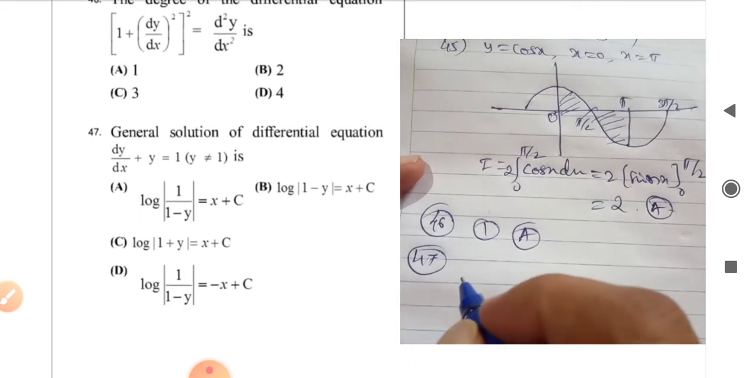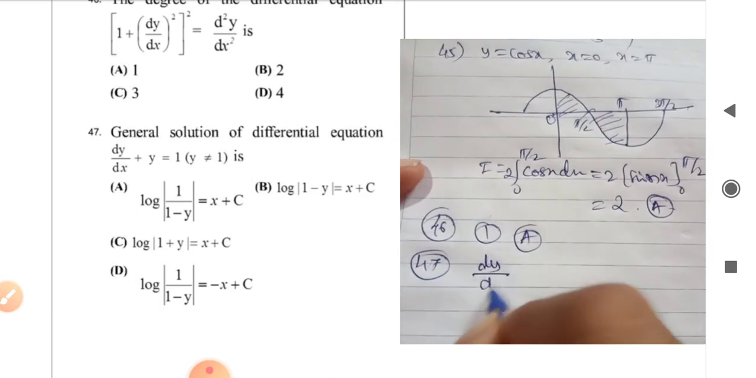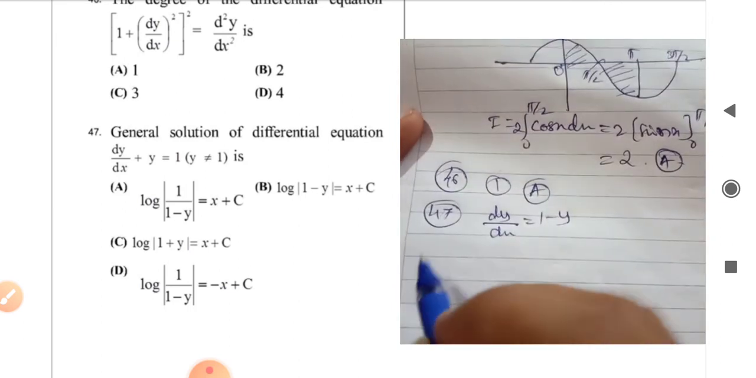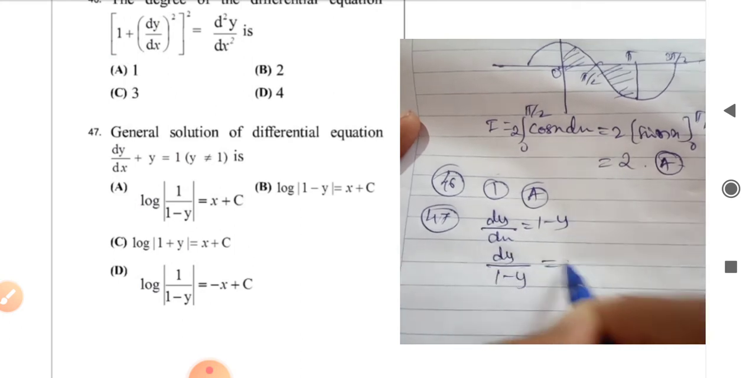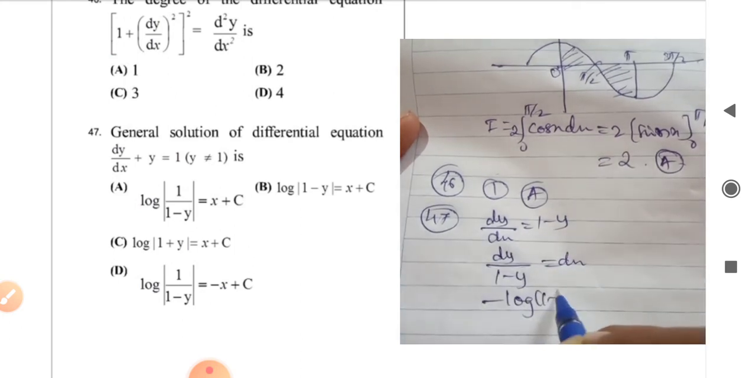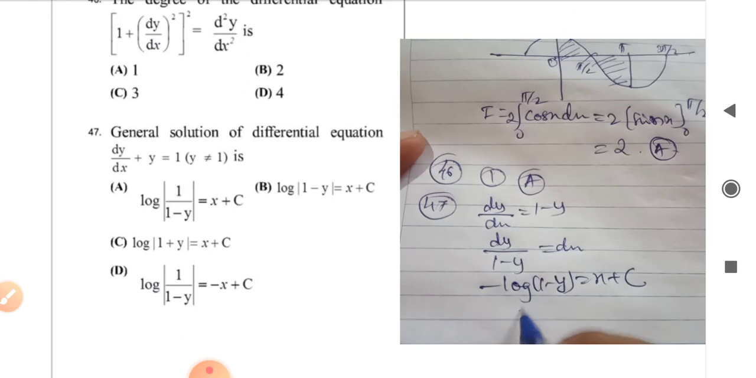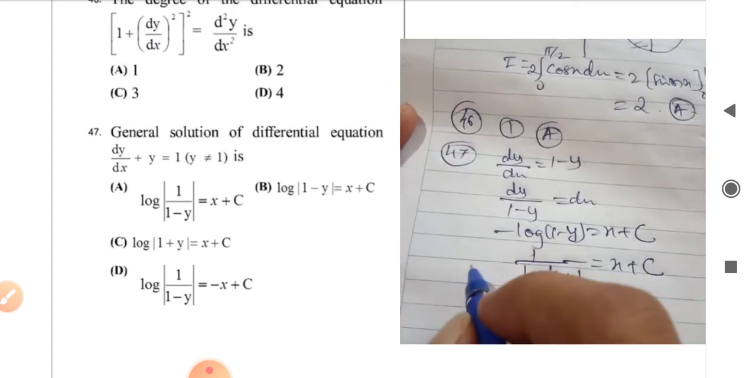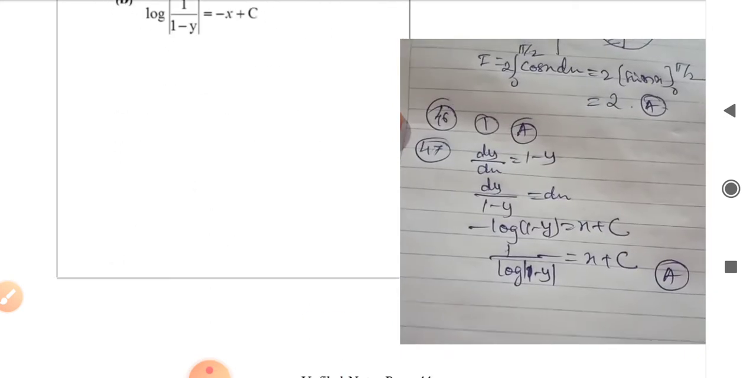The general solution of a differential equation they are asking here. See, very simple. This problem can be solved in two ways. dy by dx equal to 1 minus y. You can do it either by variable separable or by the linear method also. I just go with the variable separable. dy by 1 minus y equal to dx. So this is minus log of 1 minus y equal to x plus c. And then finally you can say that minus log of modulus of 1 minus y equal to x plus c. The answer for this question 47th is A here, because it looks exactly like the A we got here, correct.